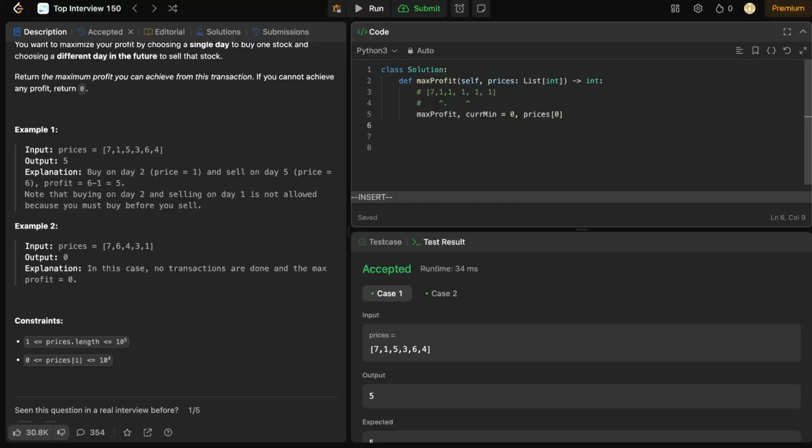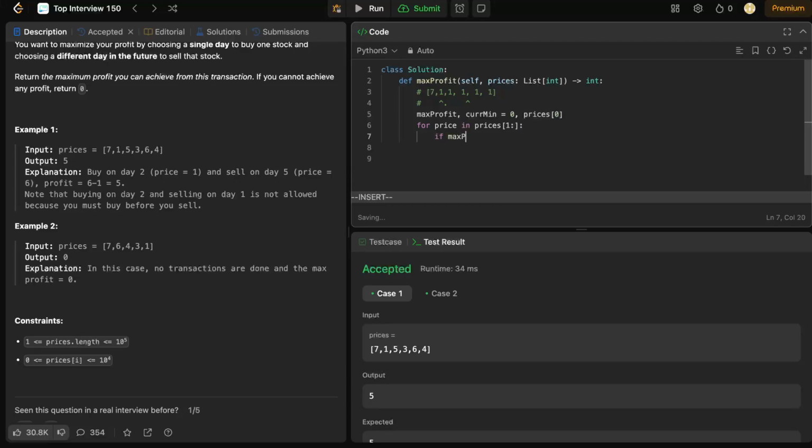So now if we have this, we can go through each price after the first index because we've already stored it as a current minimum. Compute if the profit is larger than the max profit, we can just rewrite or restore the new profit into max profit. And we can also update current minimum if we find a new lower price than whatever is stored in the current minimum. So that would be for price in prices, skipping the first index.